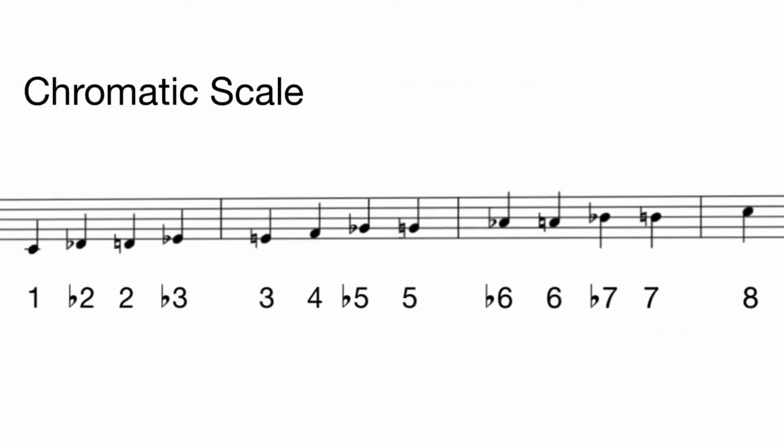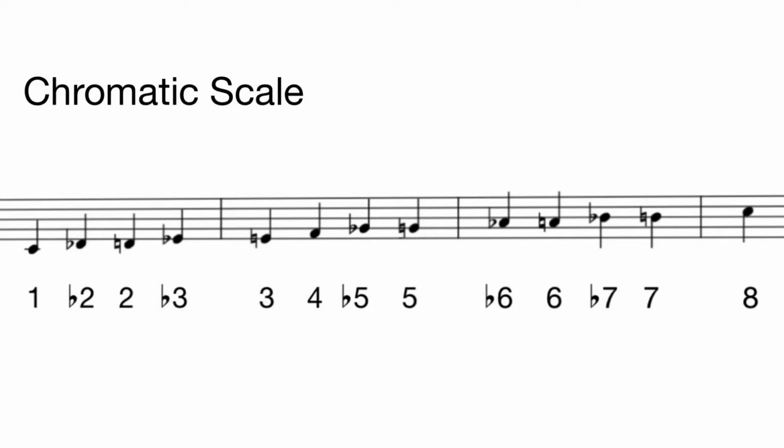So if I were to say an entire chromatic scale from our 1 to our 8, our octave, it would sound like this. 1, minor 2nd, major 2nd, minor 3rd, major 3rd, perfect 4th, tritone, perfect 5th, minor 6th, major 6th, minor 7th, major 7th, octave.